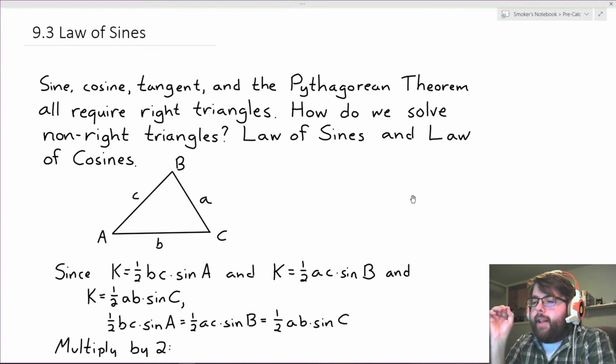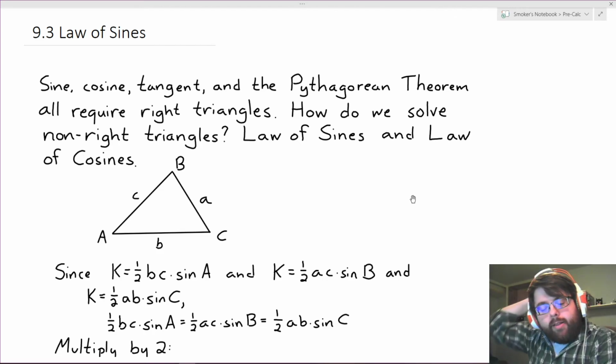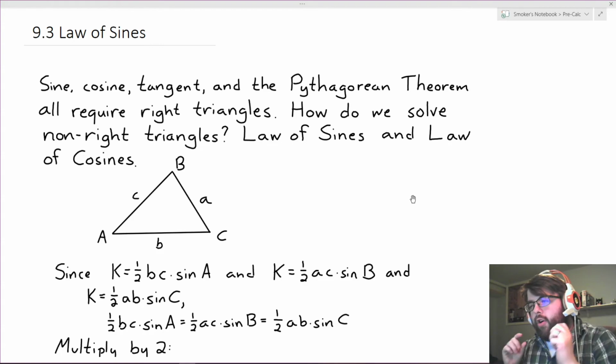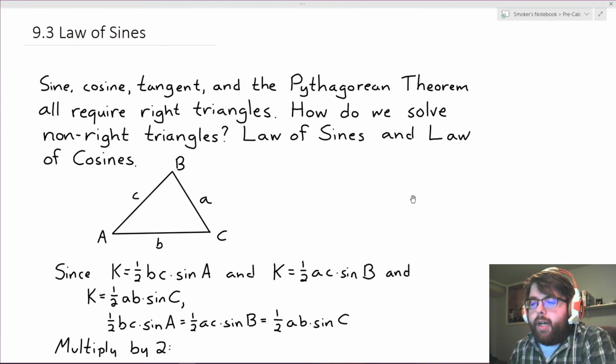Now, not any 3. They can't give you 3 angles and say find the 3 sides. An angle-angle-angle triangle will not be solvable because there are actually an infinite number of triangles of all different sizes that could all have the same angle measures. So it can't just be any 3. It has to be a specific set of 3 pieces of information. But before we get into how we're going to solve these, we actually have to figure out what law of sines is.